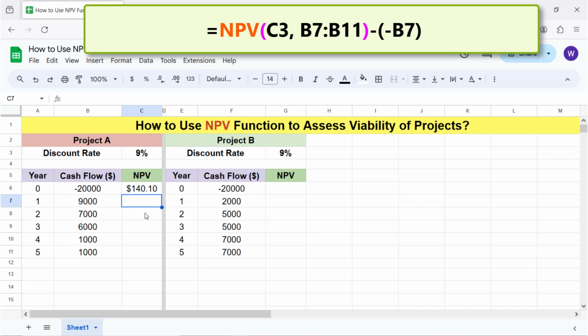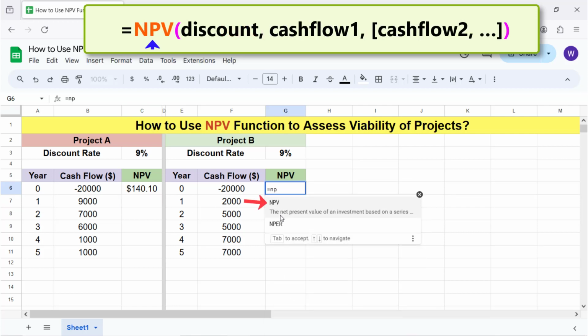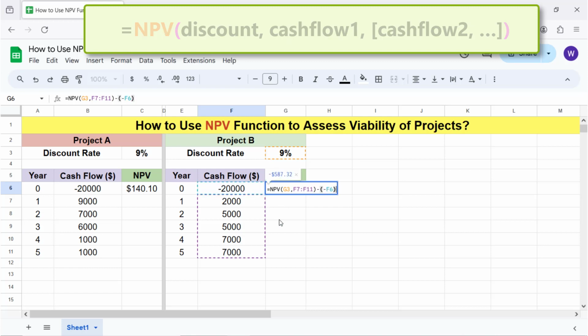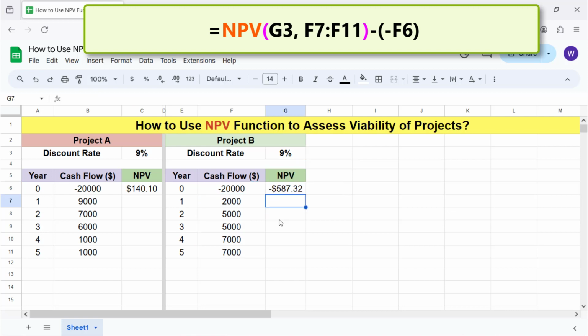Repeat the steps to calculate the NPV for Project B. The final formula is. Press enter. Alright, the negative NPV suggests that Project B is not viable.